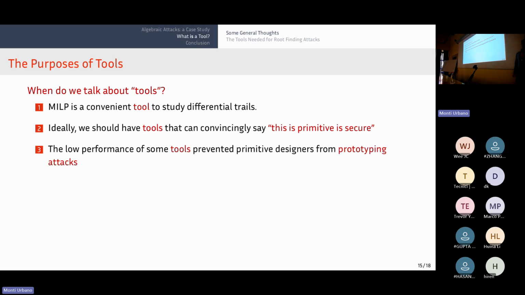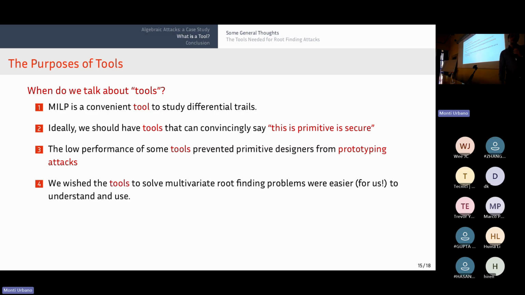The low performance of some tools prevented primitive designers from prototyping attacks. Specifically, I'm referring to algebraic attacks. This is what I explained in the first part of my talk. And we wished the tools to solve multivariate root finding problems were easier, at least as far as we are concerned, as people who are not super familiar with these tools, to understand and use.